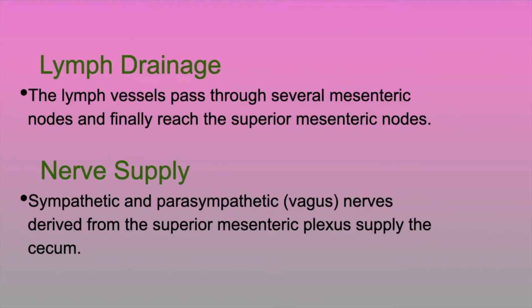The lymph drainage is to the mesenteric nodes and finally to the superior mesenteric nodes. The nerve supply, sympathetic and parasympathetic, is derived from the superior mesenteric plexus.